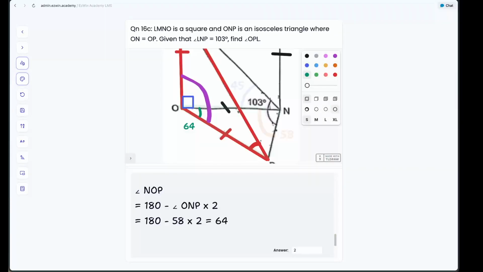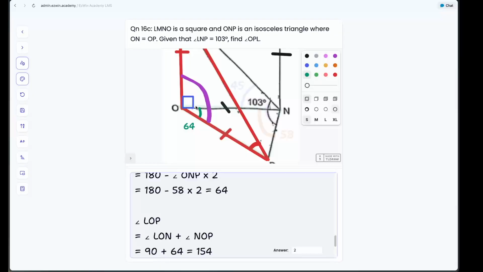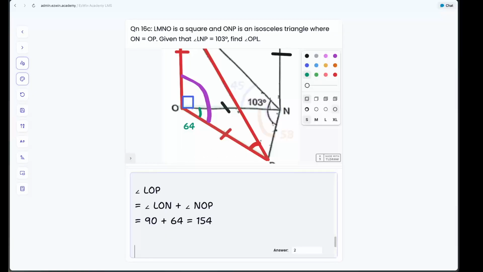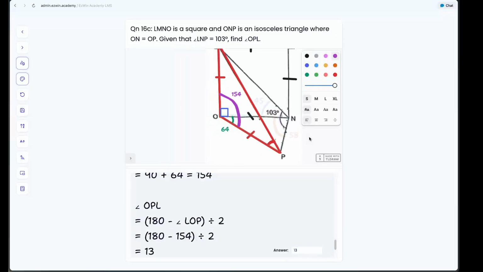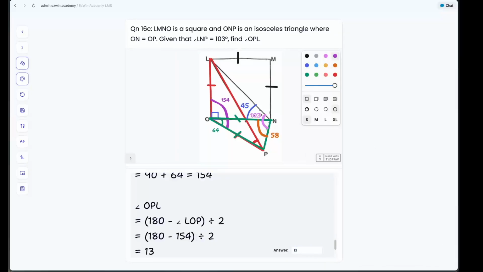Since we know the angle NOP, we can find the purple angle, which is LOP, which is 90 degrees plus 64, which is 154. And since we know the angle LOP, that means we can find the answer to the question, OPL, which is basically 180 minus 154 divided by 2, and this will give us 13 degrees. And that is your answer.